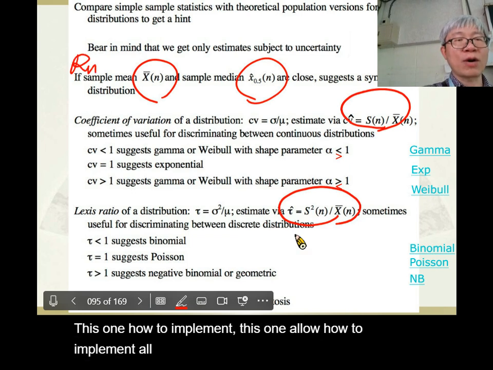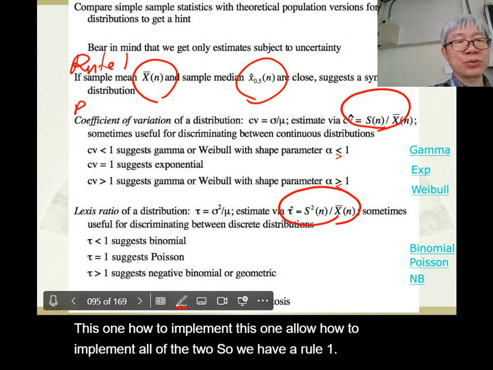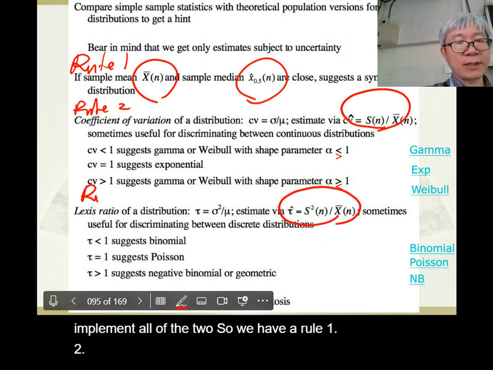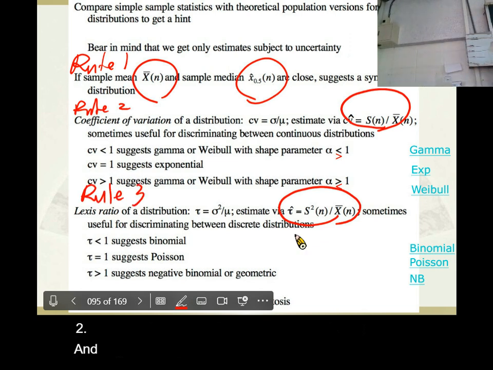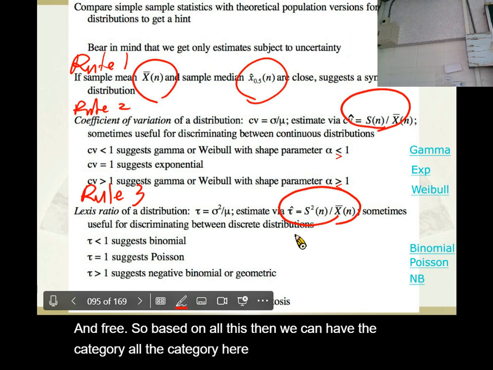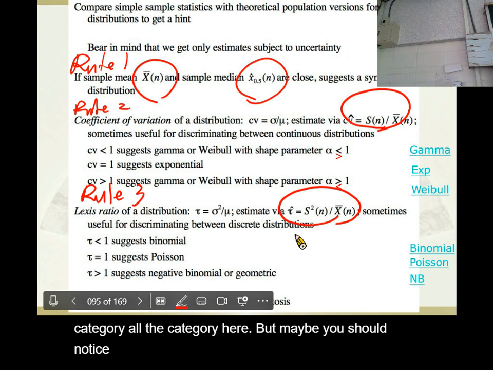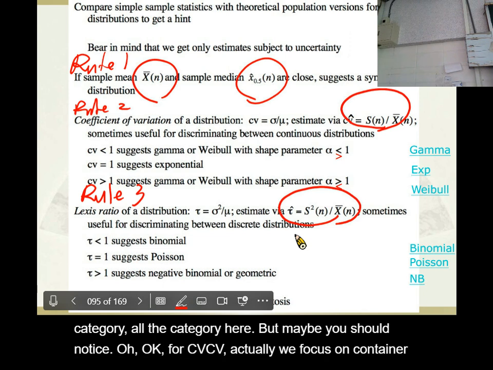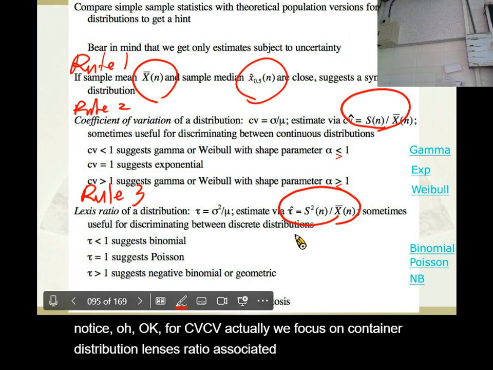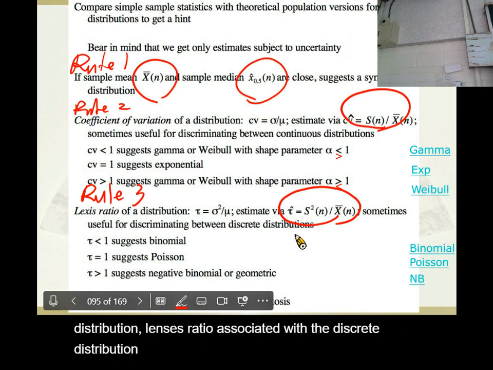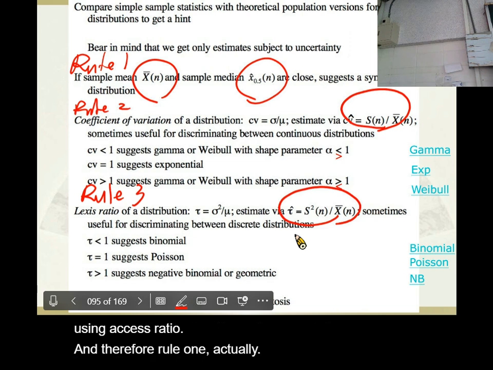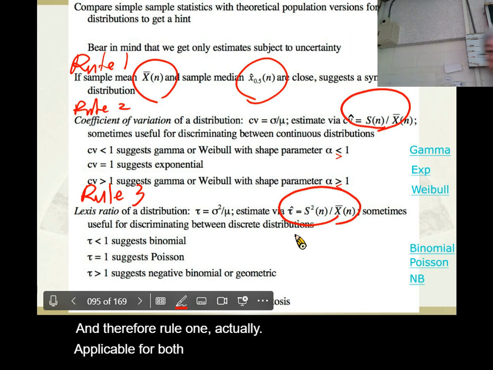So we have a rule 1, 2, and 3. So based on all of this, then we can have the category. But maybe you should notice, for CV actually we focus on continuous distribution. Lexis ratio associated with the discrete distribution. All right, so continuous using CV, discrete using Lexis ratio. And for rule 1, actually applicable for both distributions, both type of distributions.